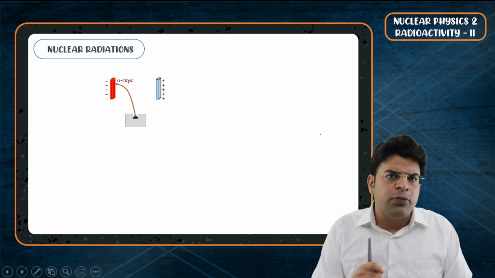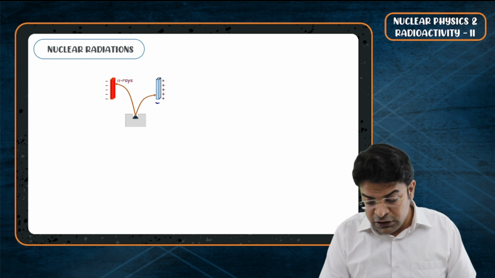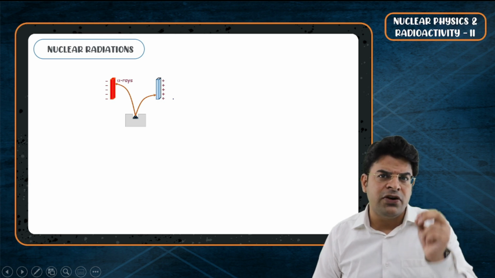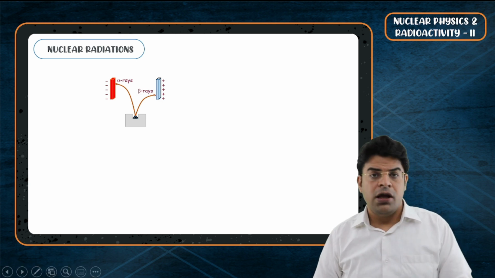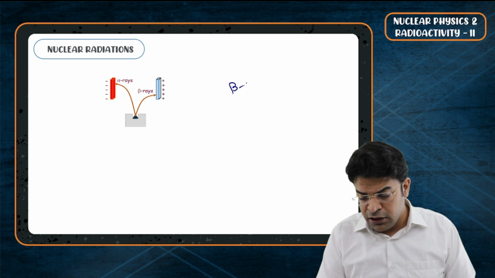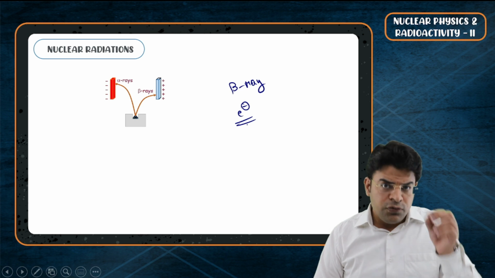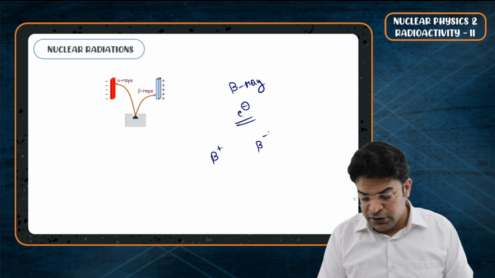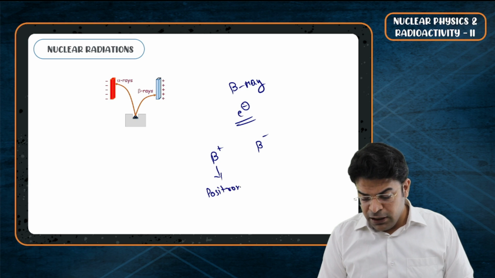Then we found another type of radiation coming out of this nuclear substance because these radiations move towards the positive plate. If the radiations bend towards the positive plate, this means that these radiations must be negatively charged. We call these rays beta rays. We know that beta rays constitute nothing but electrons. As of today, we talk about two types of beta rays: beta plus rays and beta minus rays. Beta plus rays are made up of positrons, while beta minus rays are made up of electrons.